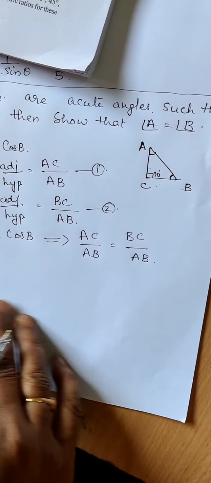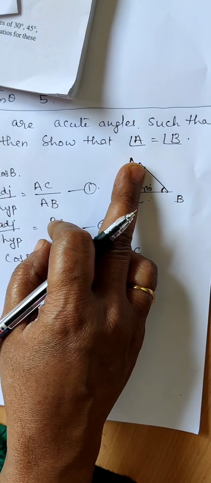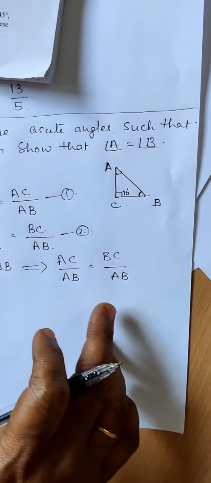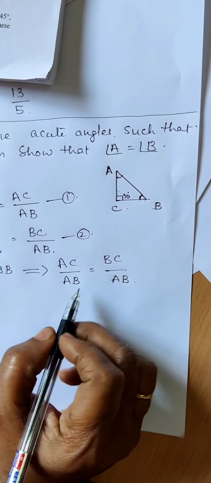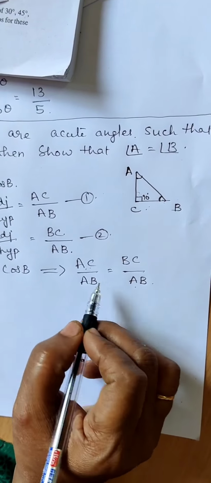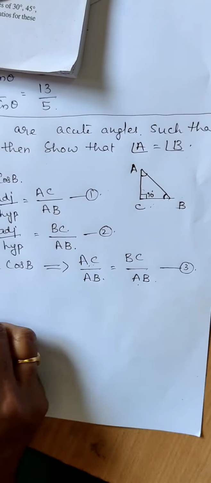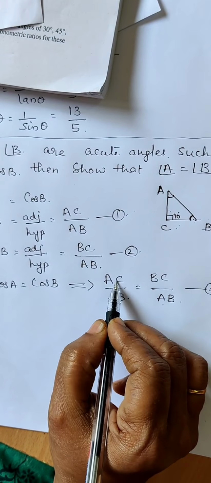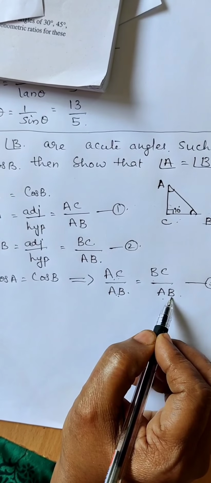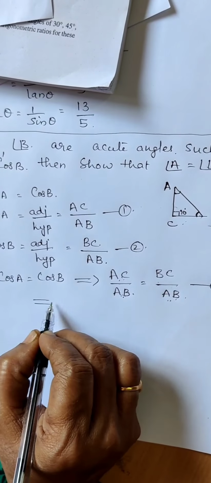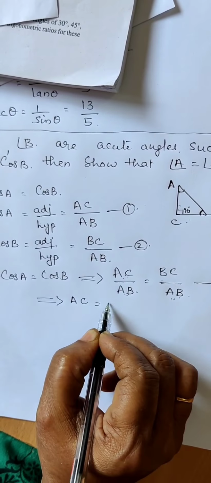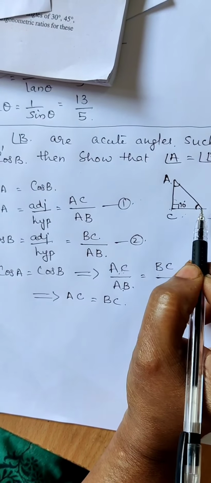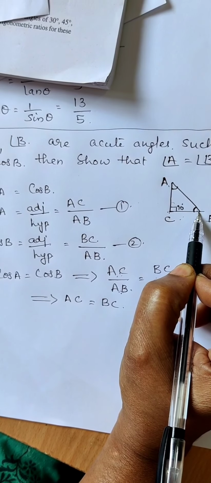Now you should show that angle A is equal to angle B. How can you show this? Take this equation, let this be the third equation. Observe the third equation and tell me. From this, AC by AB is equal to BC by AB. The denominator is the same, so this implies AC is equal to BC. This means both these sides AC and BC are equal.